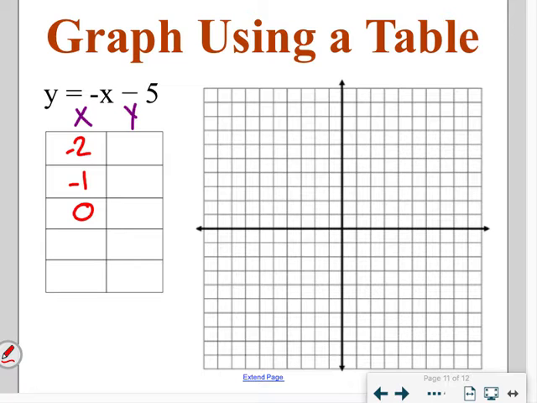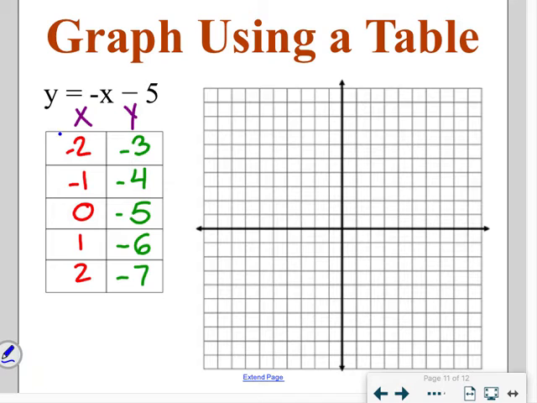So no matter what you pick for x, everyone's table will have x is equal to 0. And then you have to pick 2 positives. Again, the easy ones are 1 and 2. Then you simply go through and plug those values into the equation. So the first one I plug in is -2. Negative times -2 is a +2. Minus 5 gives me -3. -1 times negative is 1. Minus 5 gives me -4. 0 times a negative is 0. Minus 5 gives me -5. 1 times a negative is -1. Minus 5 is -6. 2 times a negative is -2. Minus 5 is -7. So we have 5 points that we can now put onto the graph.